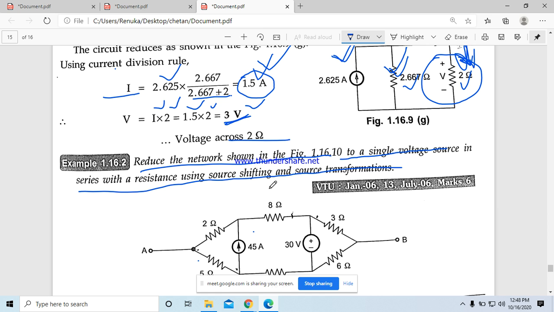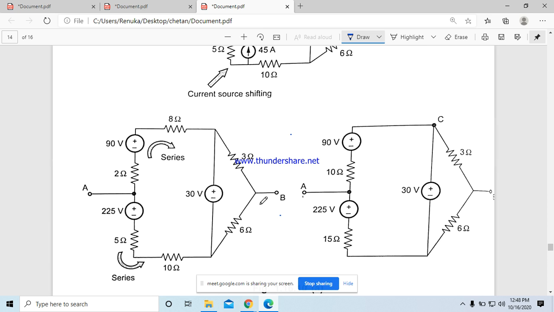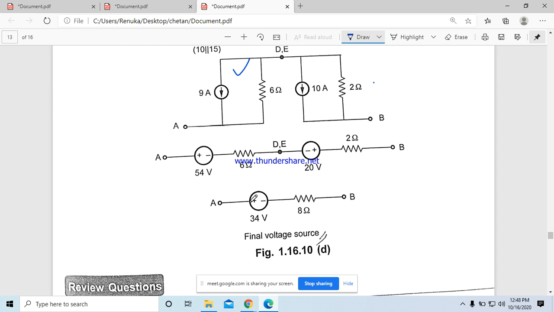Okay, what problem have they asked? Simplify this circuit such that you should get a single voltage source in series with a resistor. I need to simplify the circuit so that I get this type of setup, a single voltage source in series with a resistor. That is what they have asked in the problem. Okay, I'll see what I can do here.